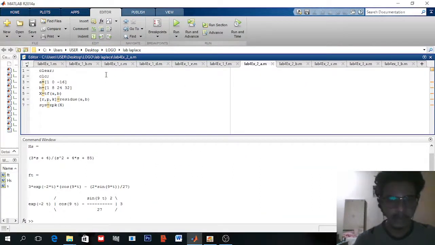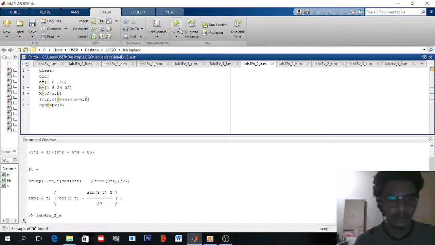For question 2a, clear and CLC to clear out the window. So we need to list out the numerator and denominator. This is the numerator, the denominator. After that, we need to use the transfer function and mention a and b, the numerator and denominator. As for residue, it is to list out the zeros and poles of the function. ZPK is to show the expansion of the function. Okay, to run.